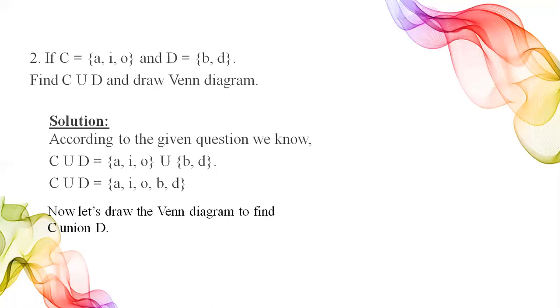Before drawing the Venn diagram, we need to keep in mind the relationship between the two given sets. We can see that these two sets are disjoint sets. What do disjoint sets mean? Disjoint sets are sets which have completely different elements. There is no element which is common.